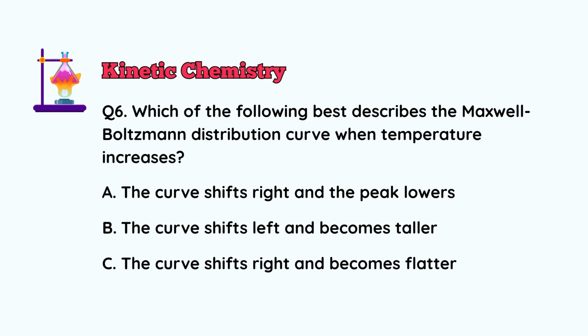Question 6. Which of the following best describes the Maxwell-Boltzmann distribution curve when temperature increases? Is it A, the curve shifts right and the peak lowers, B, the curve shifts left and becomes taller, or C, the curve shifts right and becomes flatter? The answer is A, the curve shifts right and the peak lowers.